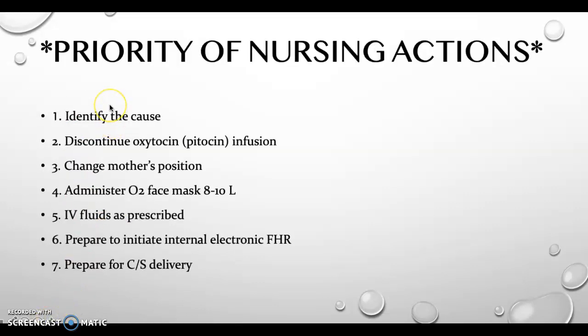So what are the nursing interventions? This is really important. You'll get test questions on these priority nursing actions. So first thing we're going to do is identify the cause, what's happening. Hopefully we can figure it out, so we can do something about it. We're going to stop the Pitocin first off, as she has Pitocin running. We're going to change mom's position, give her O2 by face mask at 8 to 10 liters, give her IV fluids or pump up or give her a bolus.